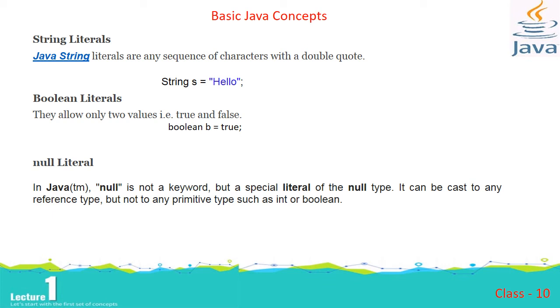Null literal. In Java, null is not a keyword but a special literal of the null type. It can be cast to any reference type but not to any primitive type such as int or boolean. That is, for a null literal we cannot do the typecast, though it can be a part of a reference type.